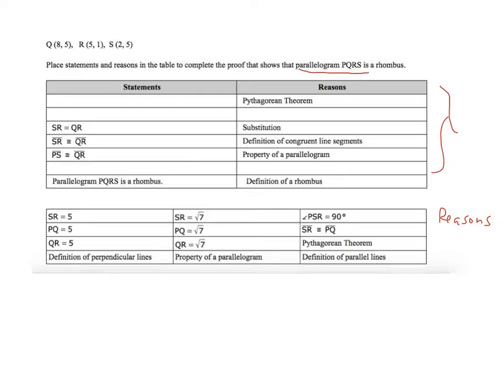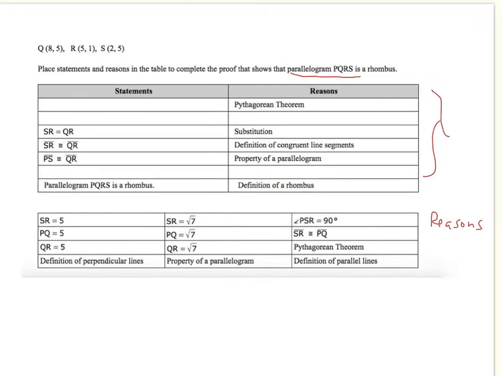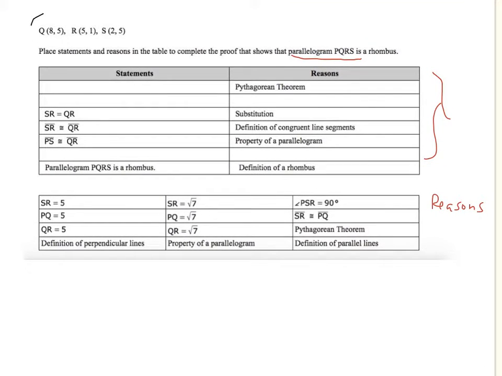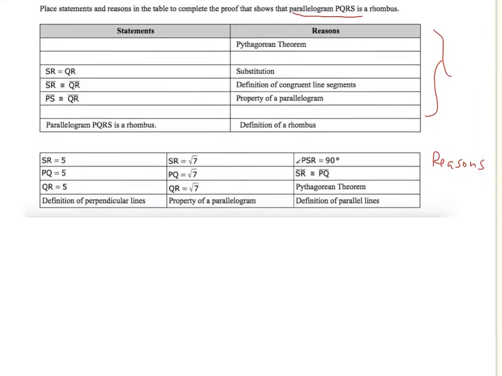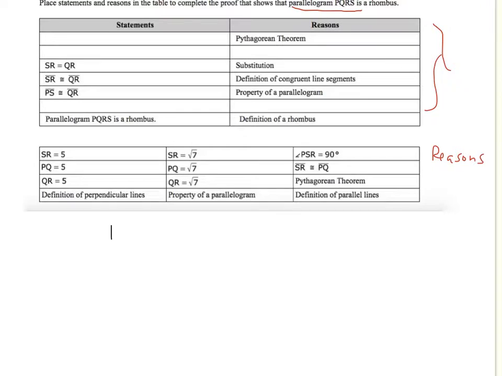The first thing I would do with any of these is see what information they give us. They tell us some ordered pairs for 3 of the vertices. So I'm just going to draw a little picture down here. It says Q is (8, 5). So over 1, 2, 3, 4, 5, 6, 7, 8 and up 1, 2, 3, 4, 5. So that's going to be right there. So Q is (8, 5).